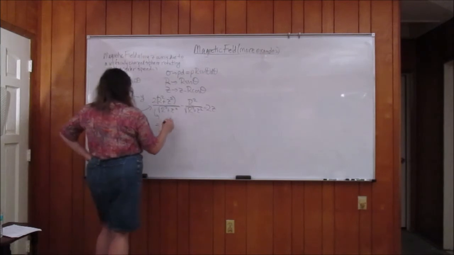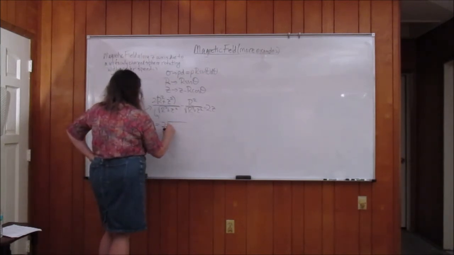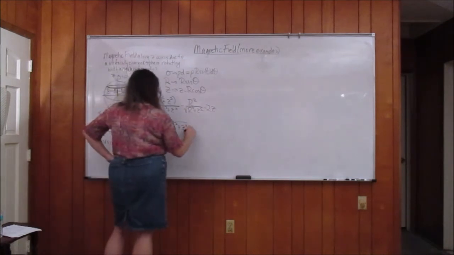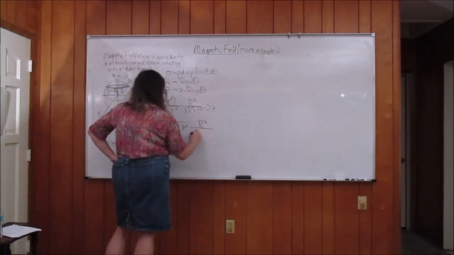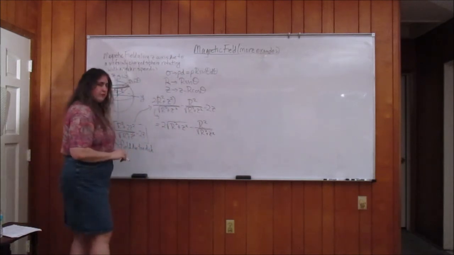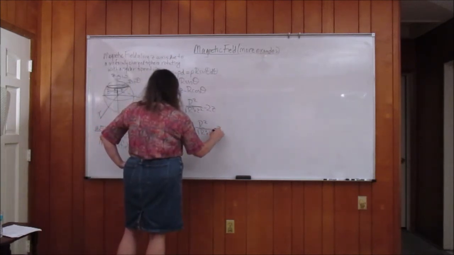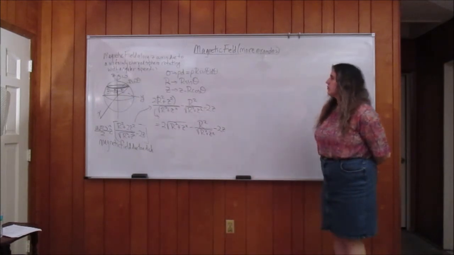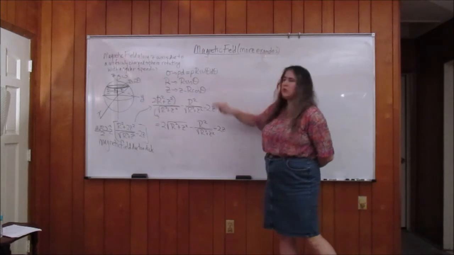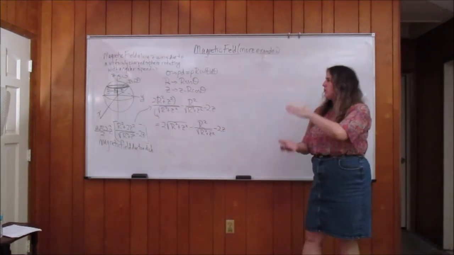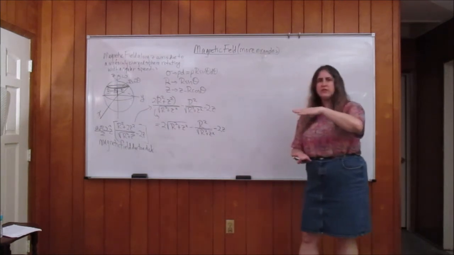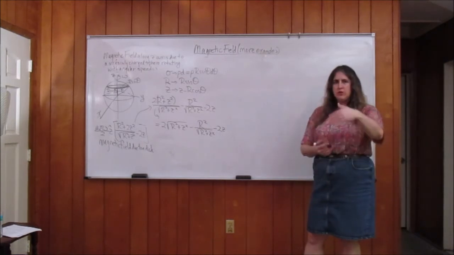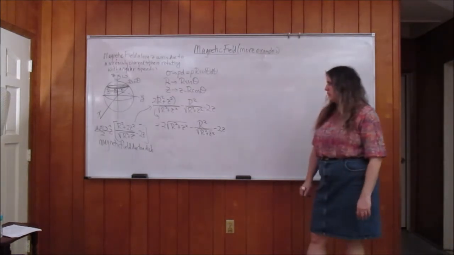Writing this again, this will give me 2 times r squared plus z squared minus r squared over square root of r squared plus z squared minus 2z. Now I'm going to substitute in so I can convert my disk, basically, we're going to write it out so we can integrate over a stack of disks to find out what the contribution is from all those to arrive at a solution for the magnetic field due to a sphere.